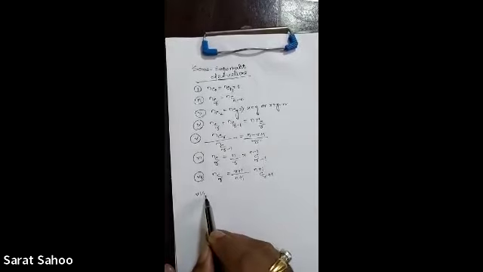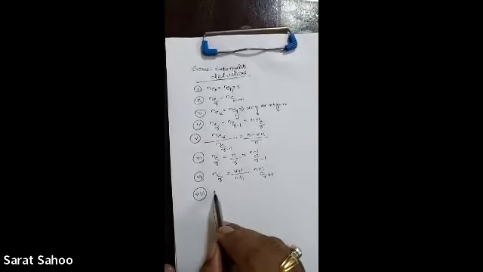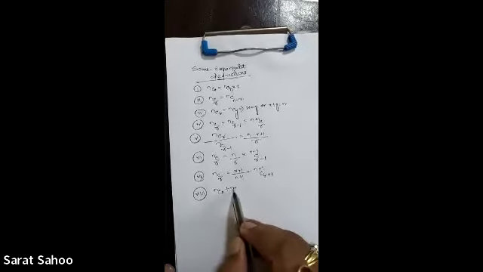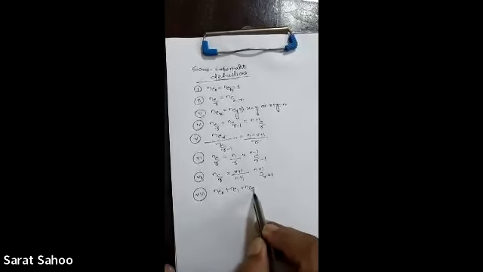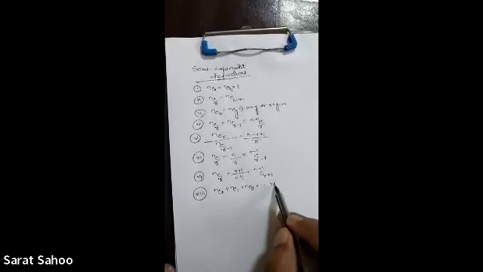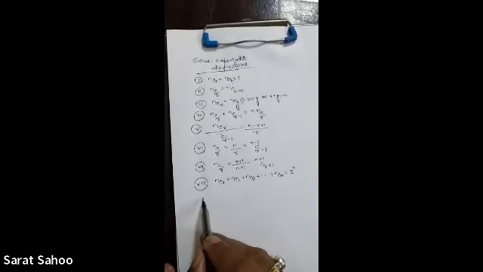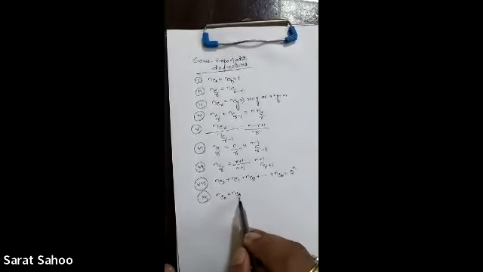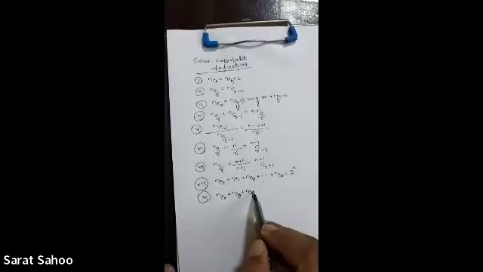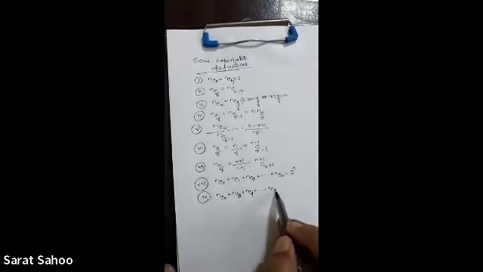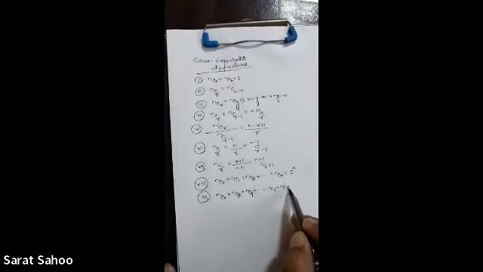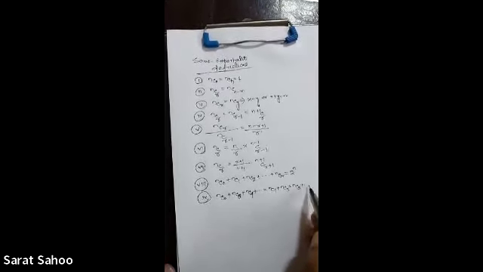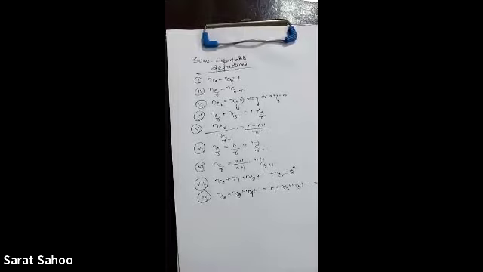Eighth, nC0 plus nC1 plus nC2 plus up to nCn equal to 2 raised to the power n. Ninth, nC0 plus nC2 plus nC4 and so on equals nC1 plus nC3 plus nC5 and so on, equals 2 raised to the power n minus 1.